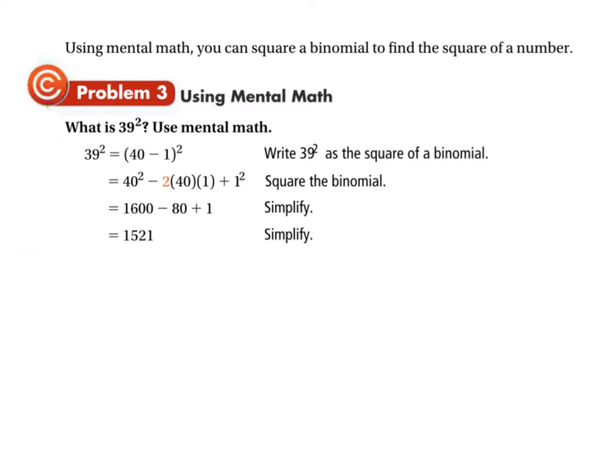this squared, right, 1600, minus 2 times this, negative 1 times 40 is negative 40, doubled is negative 80, and then this squared is positive 1. So you say 1600 minus 80 is 1520, plus 1 is 1521.